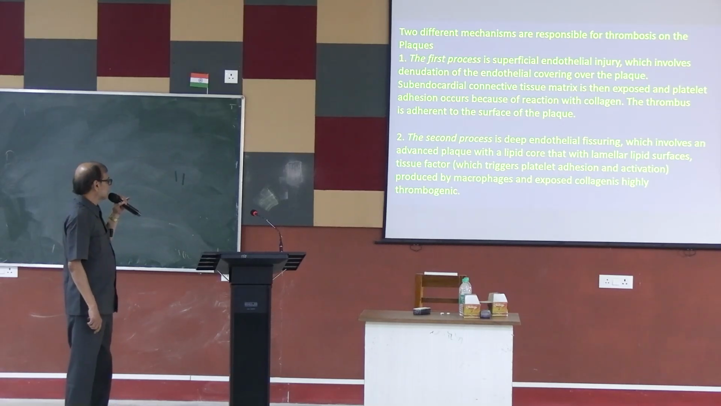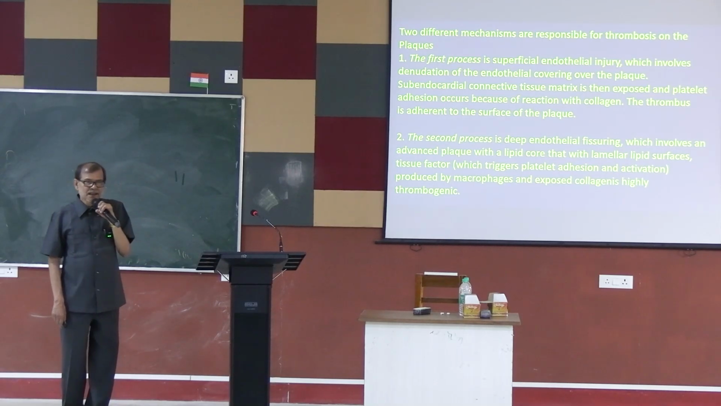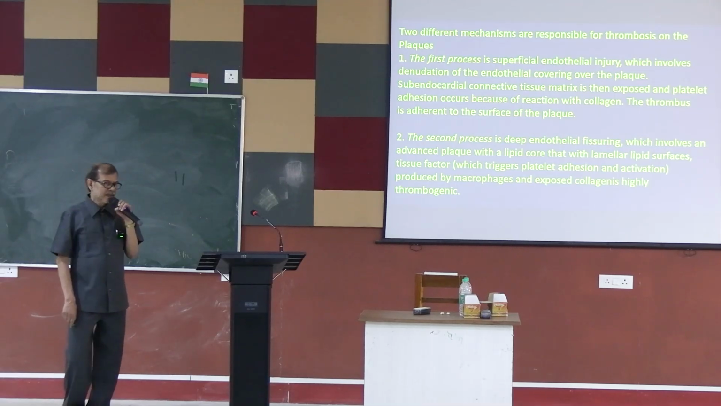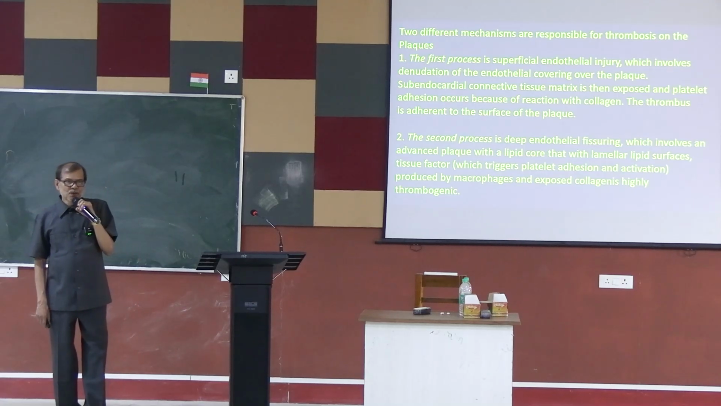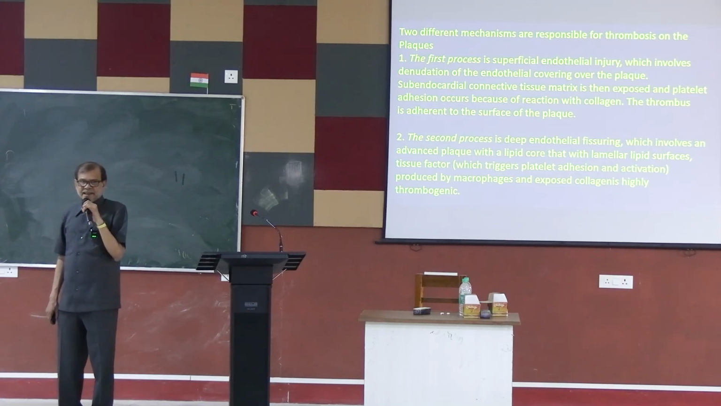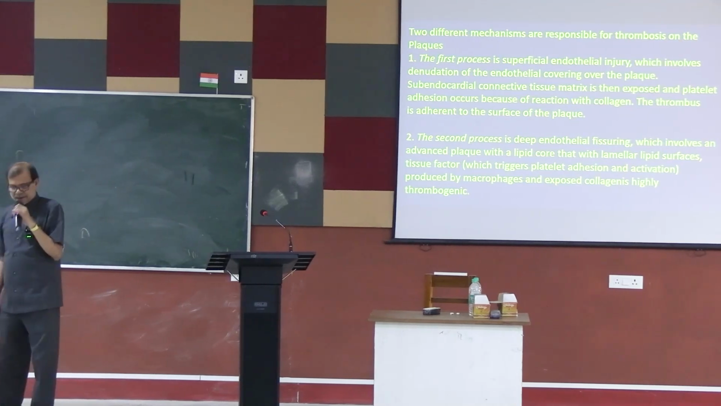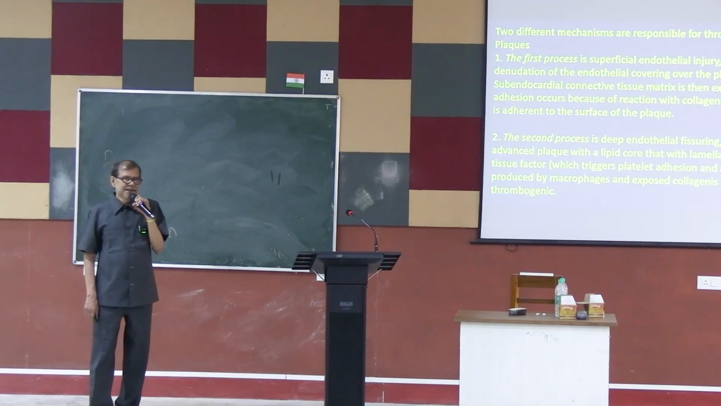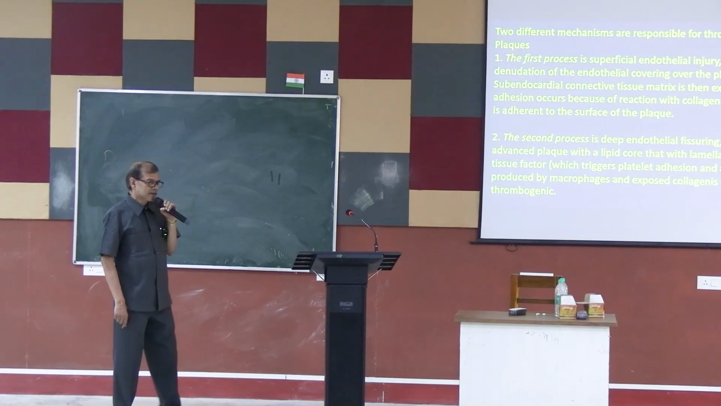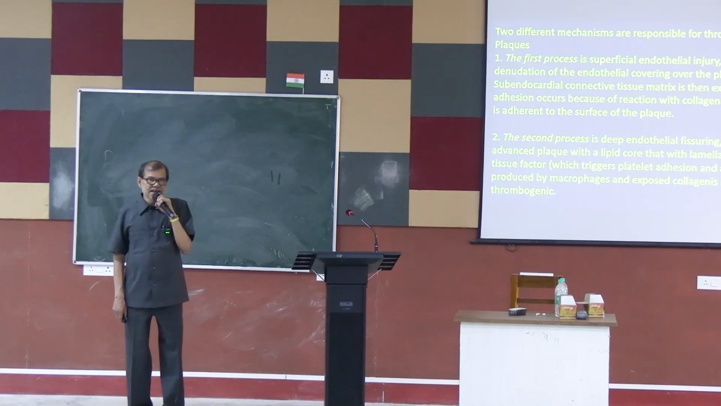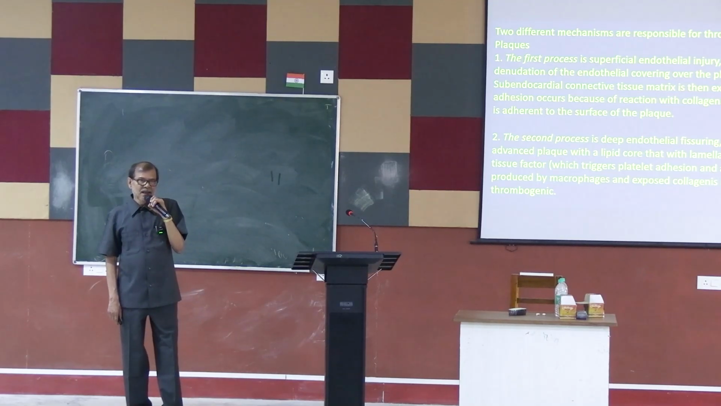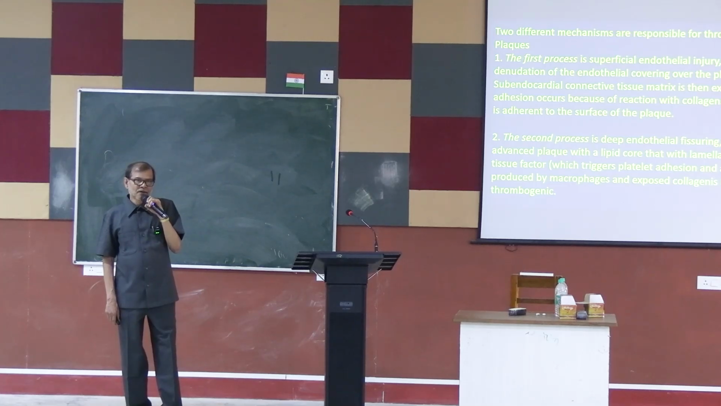While the second process involves deep fissuring, ulceration, rupture, exposing the sub-endothelial tissues that may invite, first, platelet aggregation and activation, and second, activation of the coagulation cascade, leading to genesis of thrombus. One process is responsible for encroachment, another is responsible for rupture and thrombus formation with resultant complete occlusion.